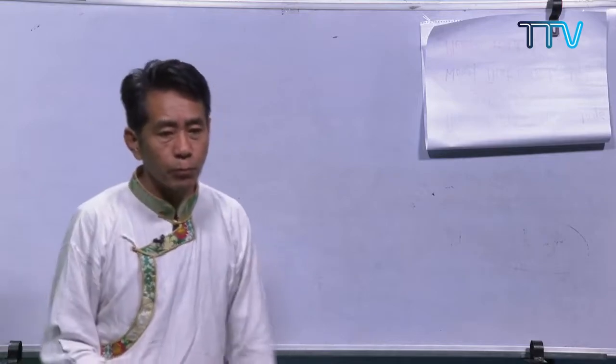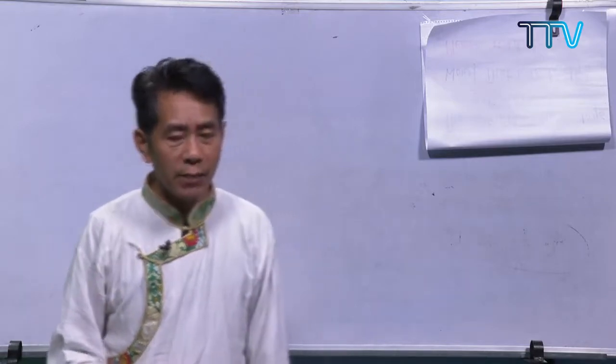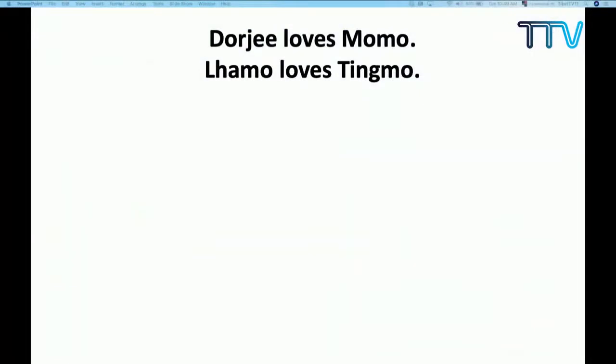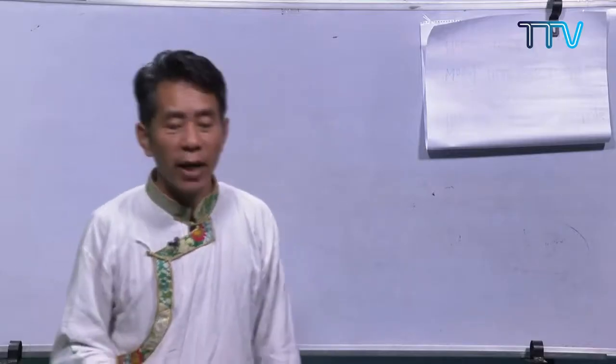Okay, yes. Now, Doji loves Momo. Do you see this? Is this an independent clause? Doji loves Momo. You just check it yourself. Does it make complete sense? Or does this sentence have to depend on another to make it complete? No. Okay, this is complete. Hamo loves Tingmo. Is this a complete independent clause? Yes. Okay, now we have to combine these two independent clauses.